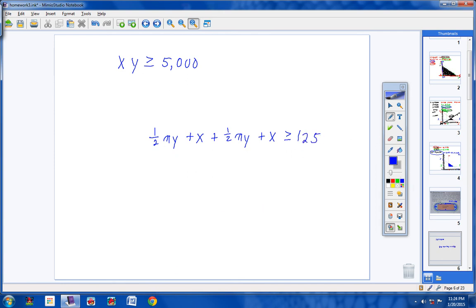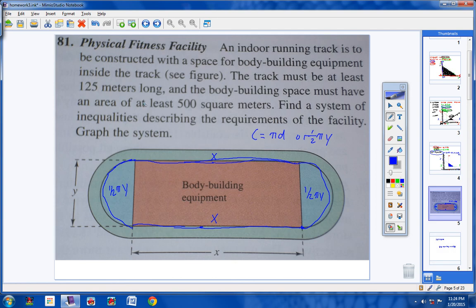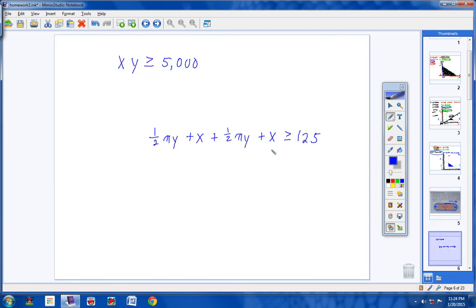Let me go back and look. Should be at least 125 meters long. So this whole thing here better be greater than or equal to 125. Now we have some like terms. So 1/2 pi y plus 1/2 pi y is 1 pi y. And then x plus x would be 2x.